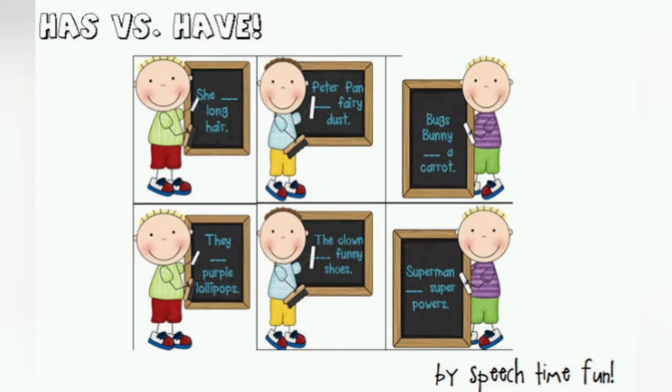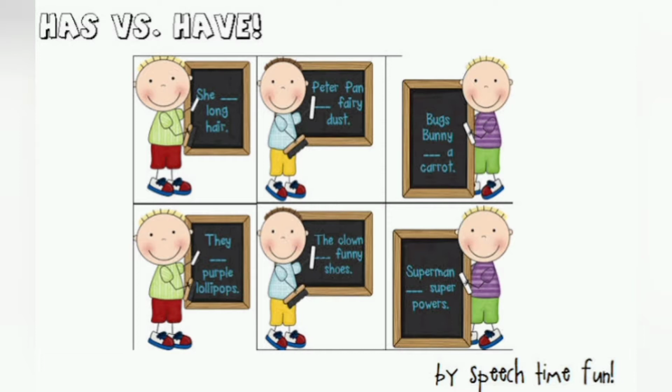Now let us try to answer this one. She blank long hair. So she has long hair. The next one, Peter Pan has fairy dust. Next, Bugs Bunny has a carrot. The fourth one, they have purple lollipops. And what do you think the answer for the fifth one? The clown, of course, has funny shoes. And then the last one, Superman. So what will be the answer? Has or have? Of course, has superpowers.